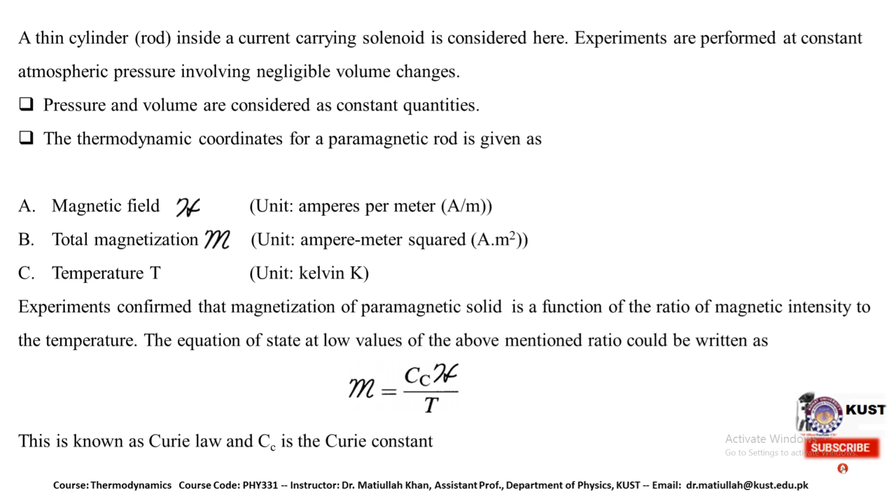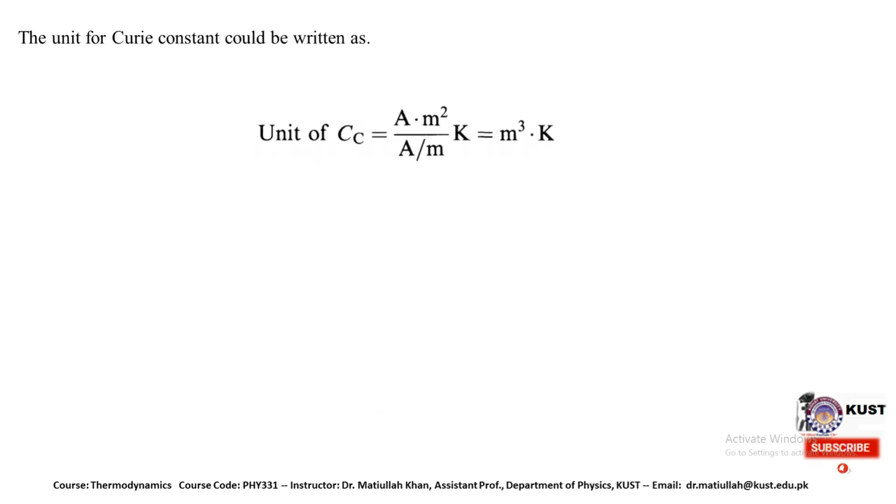Here we can develop the unit for the Curie constant. The unit of the Curie constant can be developed like this: the unit of C equals the unit of C into H. From this equation we can get the unit of the Curie constant, which is equal to A into meter square divided by A divided by mk, that is equal to meter cube into K. That is actually the unit of the Curie constant.